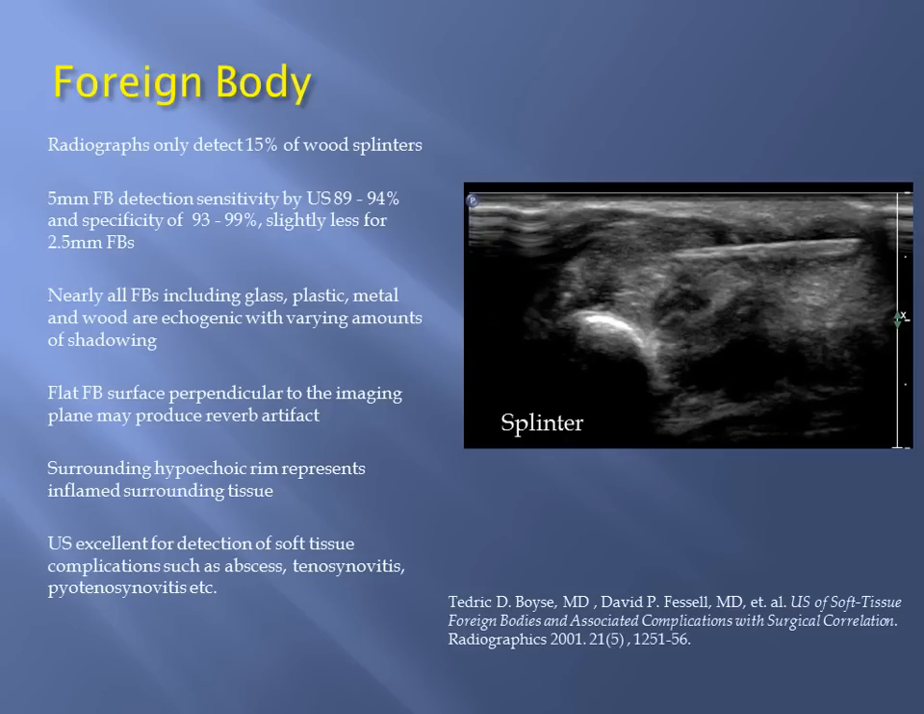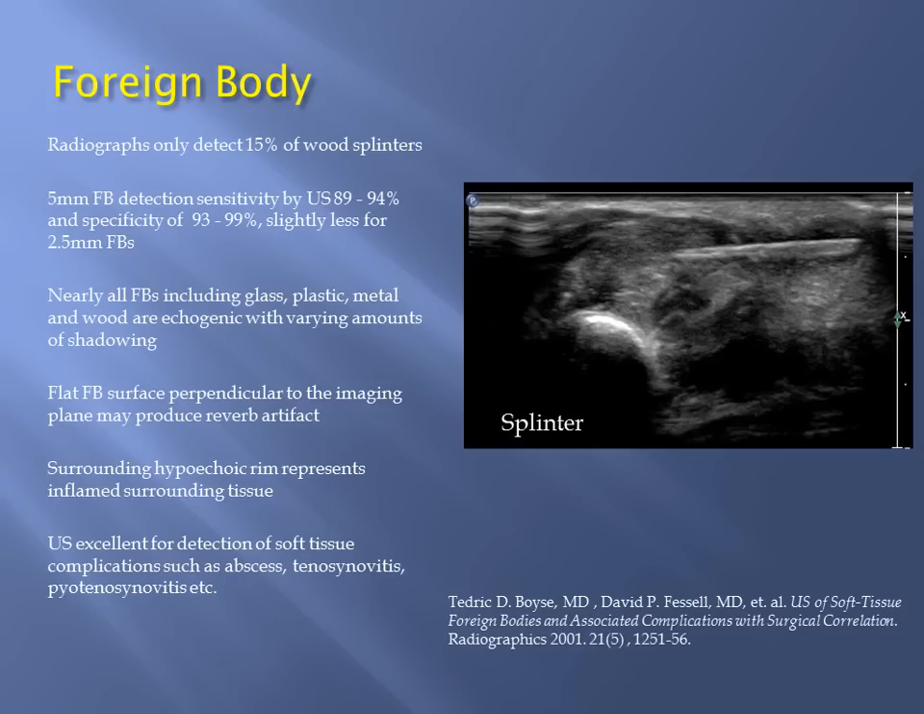Ultrasound really shines in the evaluation for foreign bodies. Radiographs only detect about 15% of wood splinters. For 5 millimeter foreign bodies, detection sensitivity by ultrasound ranges from 89 to 94%, with a specificity of 93 to 99%, and is only slightly less for 2.5 millimeter foreign bodies. Nearly all foreign bodies, to include glass, plastic, metal, and wood, are echogenic with varying amounts of shadowing. If the foreign body has a flat surface and this is perpendicular to the beam, you can get reverb artifact.